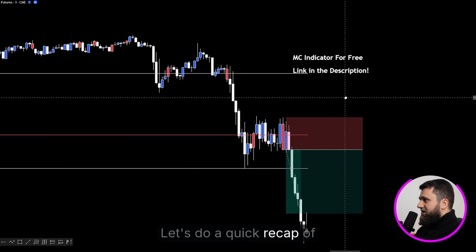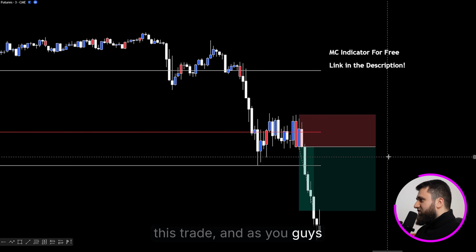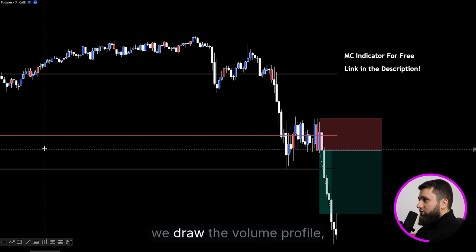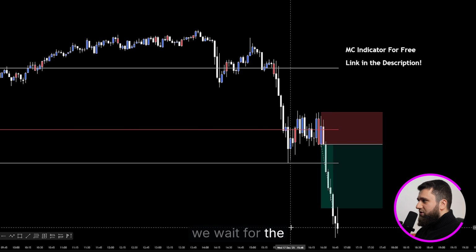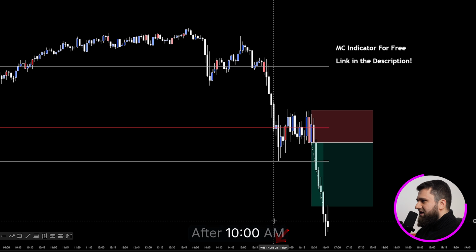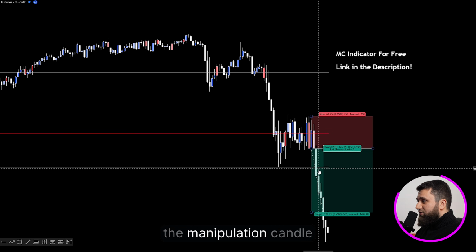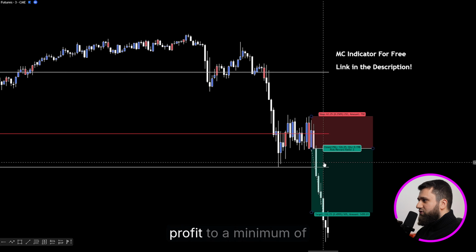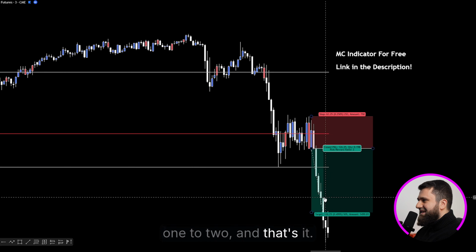Let's do a quick recap of this trade. And as you guys realize, this strategy is 100% mechanical, because what did we do? We come to the charts at 9:30, we draw out the volume profile, we wait for the manipulation candle after 10 a.m. Whichever level we get the manipulation candle from, we'll take the short or long and put the take profit to a minimum of 1 to 2, and that's it. Doesn't matter if it's buys, sells, it doesn't matter, guys. It will always be the same because it's a 100% mechanical strategy.